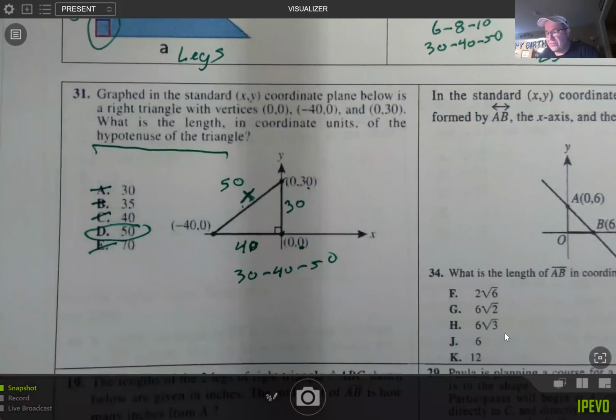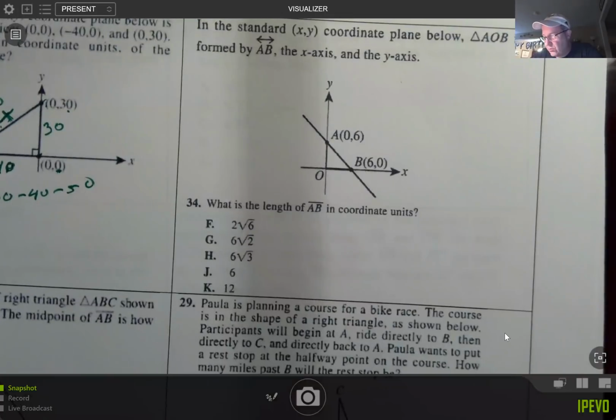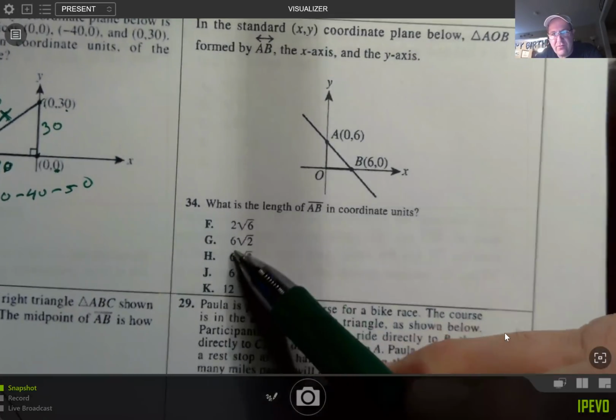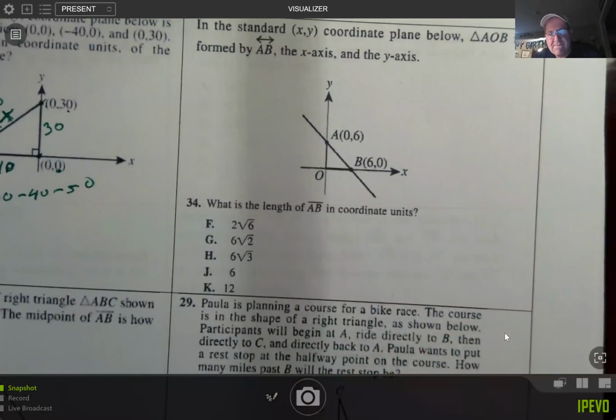Let's look at another graphing one. If we take a look at this, it's a similar kind of question. If we glance at the answers, we see some square roots in there. Well, we'll see what happens, right?